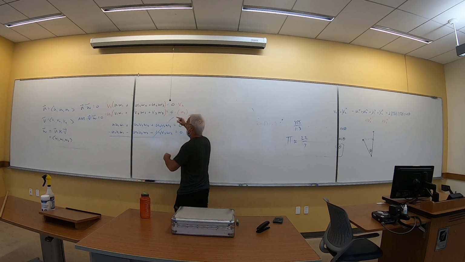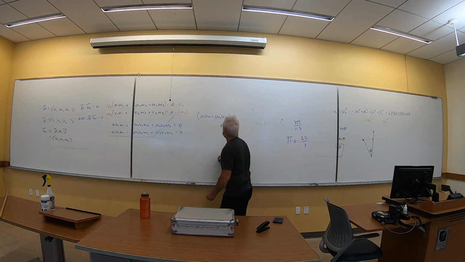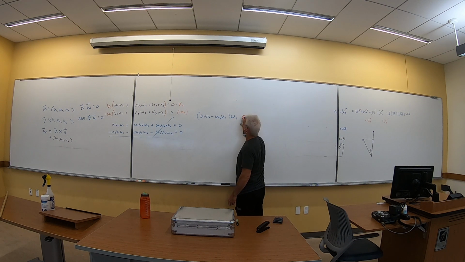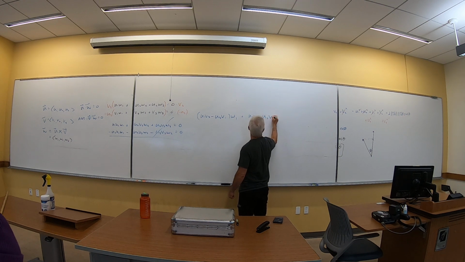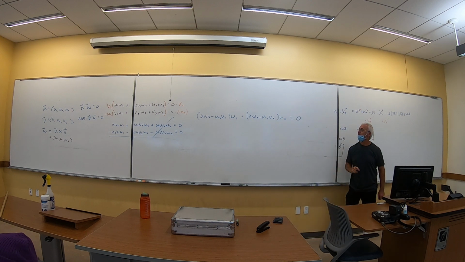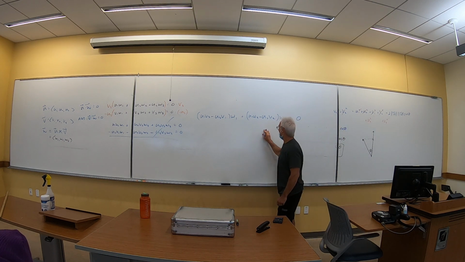I'm going to add the coefficients up. Okay? So I'm going to get U1V3 minus U3V1 W1 plus U2V3 minus U3V2 W2 equals 0. Okay? Oh my gosh. Well, the nice thing is, I'll keep it really simple.